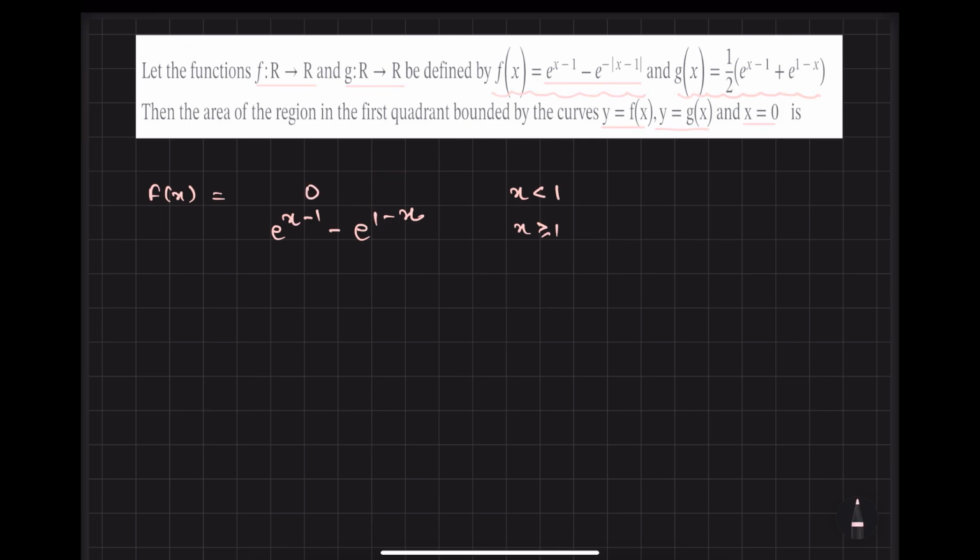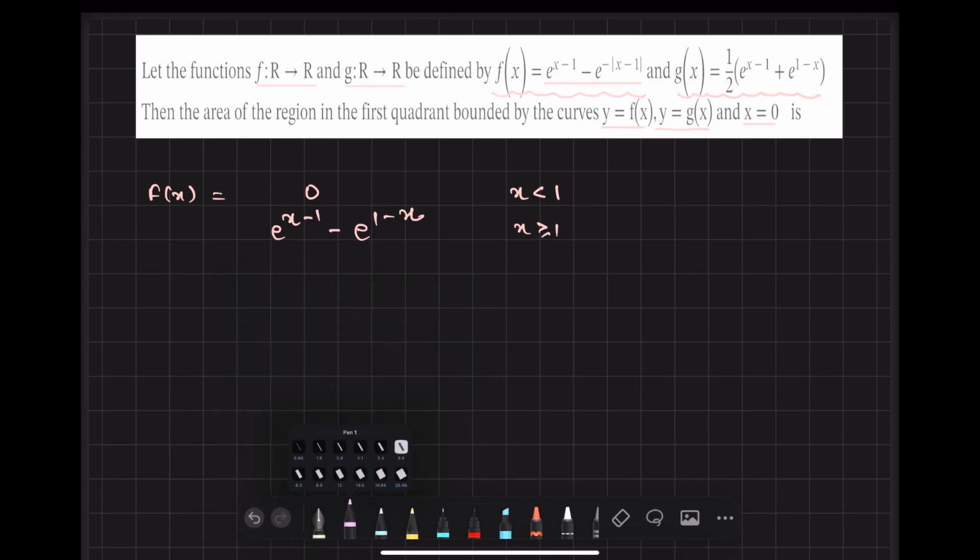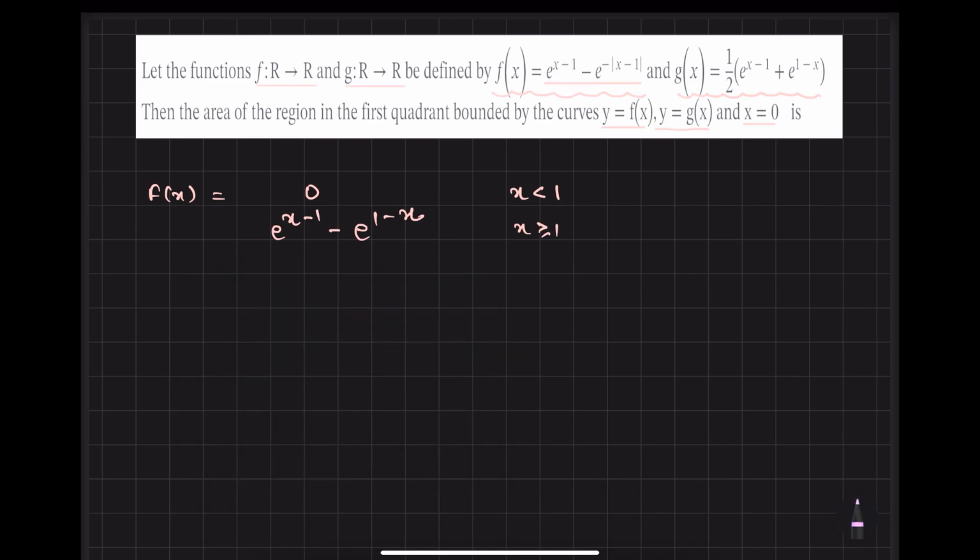I hope f of x is clear to you guys. Okay, now focus on g of x. So g of x is what? It is half of e power x minus 1 plus e power 1 minus x. Correct?